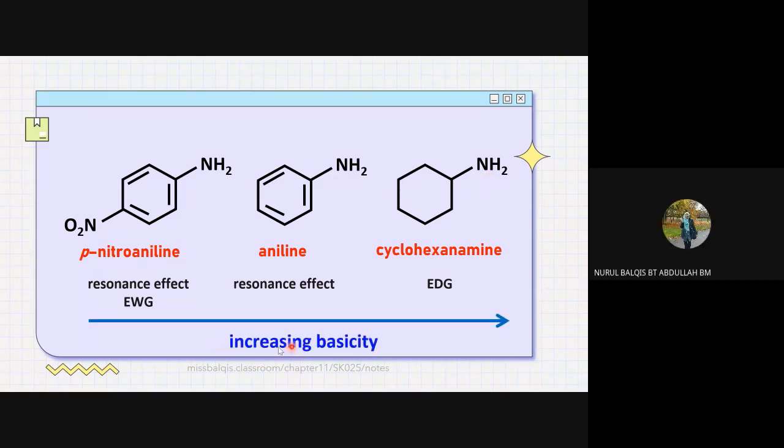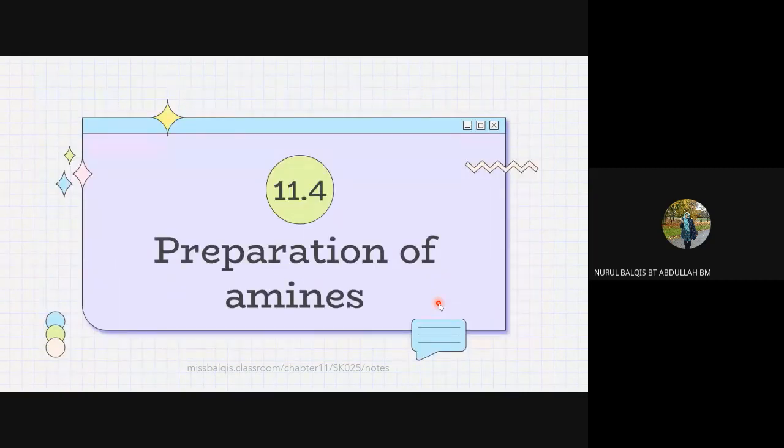So the basicity increases from para-nitroaniline to aniline to cyclohexanamine due to the presence of the resonance effect as well as the withdrawing and donating groups. So in terms of explanations, you can look at the notes for more details. So now we will go into 11.4. Under 11.4, we want to form amines.